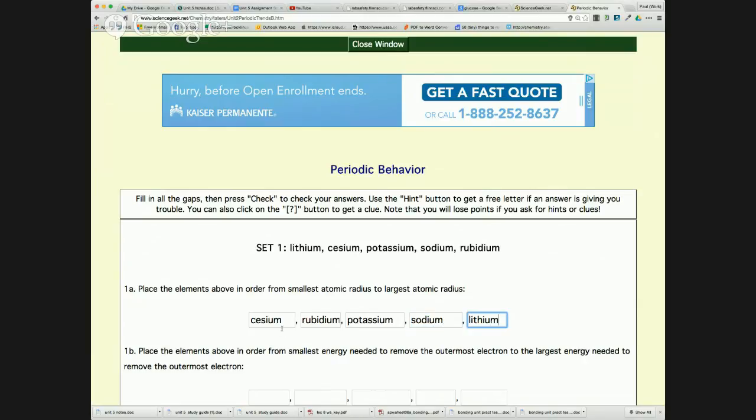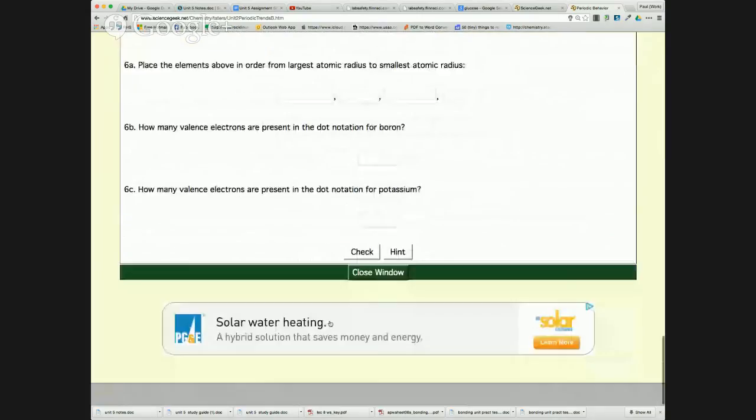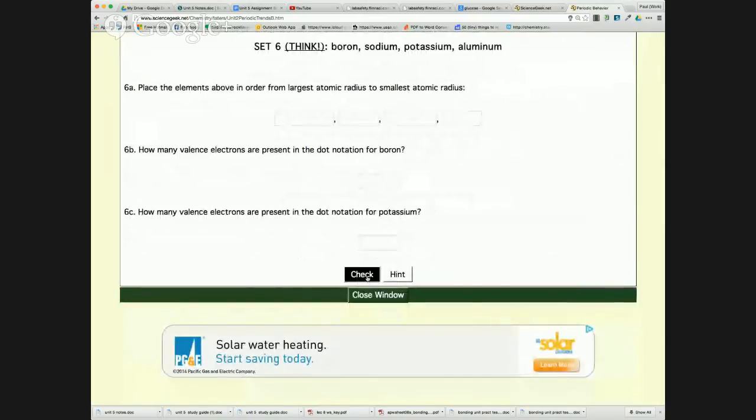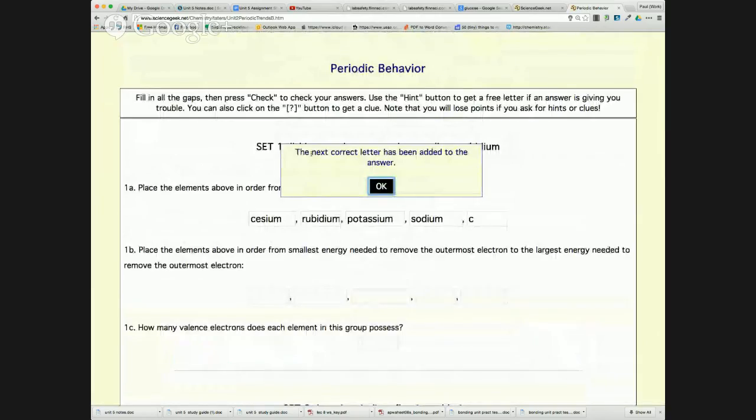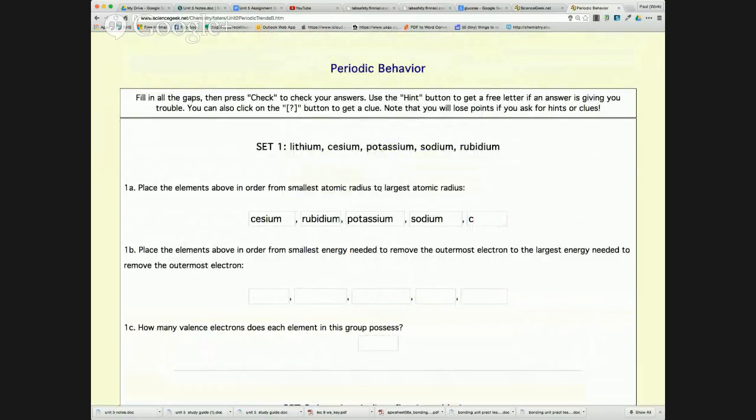And say, okay, I don't want to have to do them all. So what you can do is go all the way to the bottom, and you can hit check, and it'll take a bit. You're like, you know what? Give me a hint because I'm not sure. The next correct letter has been added to the answer. Oh, look. From the smallest up, I did them backwards. So that means that cesium is on this side.